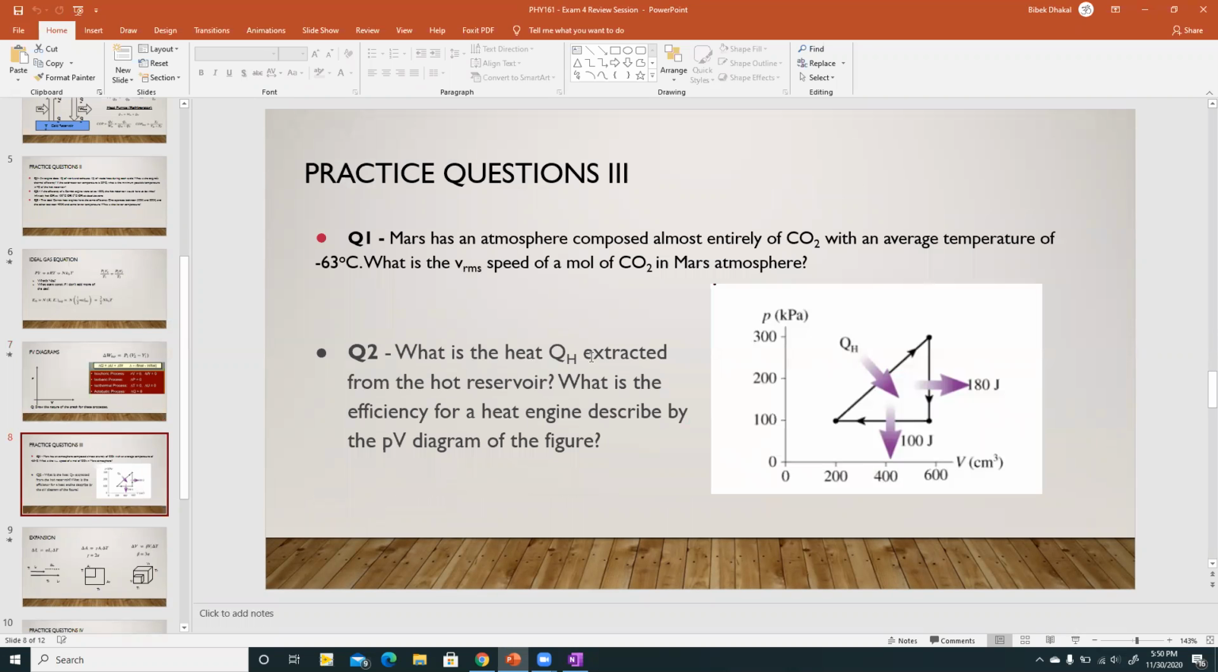So let's go to another practice question. There are two questions here. The first question says that Mars has an atmosphere composed almost entirely of CO2, carbon dioxide, with an average temperature of -63 degrees centigrade. So it's a very cold environment. What is the v_rms speed of one mole of CO2 in the Mars atmosphere? Let's solve this problem.